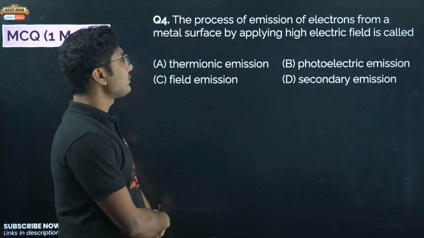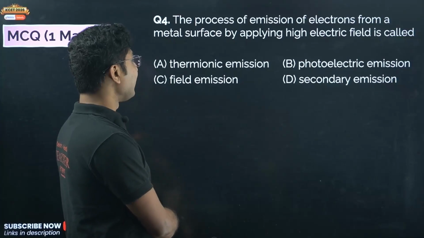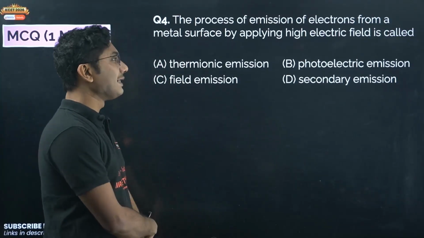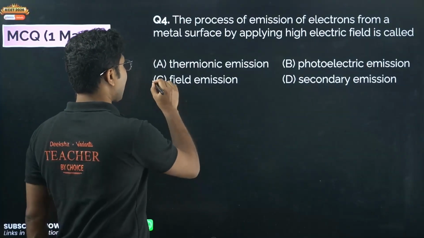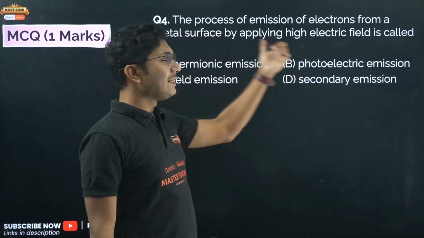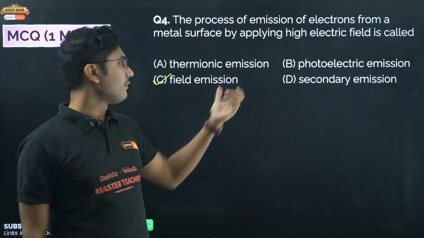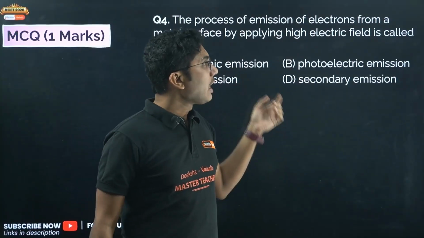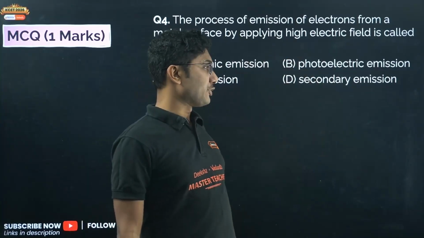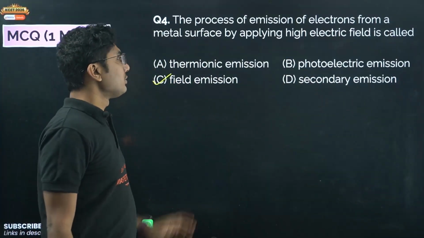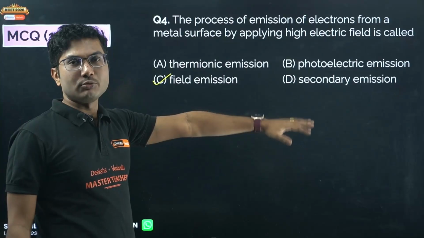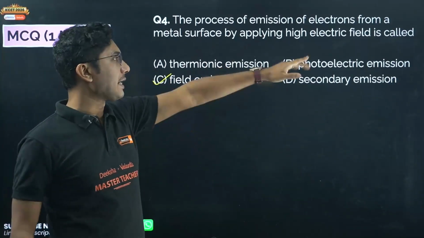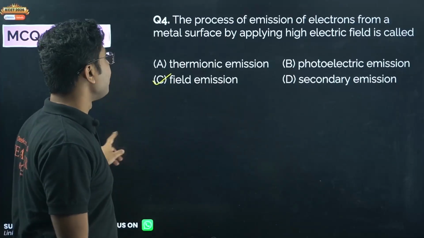Next, the process of emission of electrons from a metal surface by applying high electric field is called field emission, as the name suggests. So remember, emission due to electric field is called field emission. By heat is called thermionic emission. And by light is called photoelectric emission. Secondary emission is not important. So these three emissions are there in your textbook, so you should remember: due to heat, thermionic; due to field, field emission; and due to light, photoelectric emission.